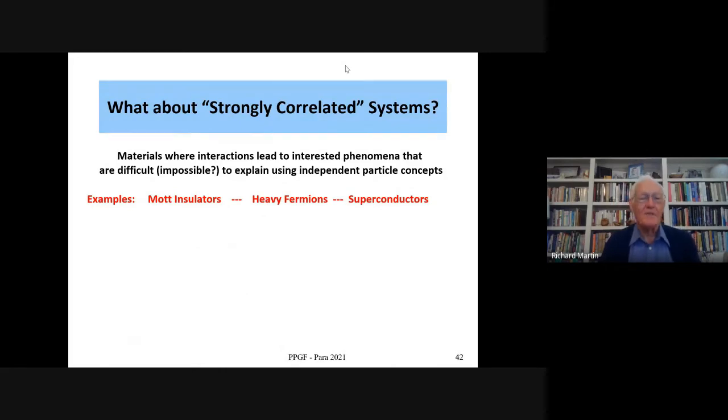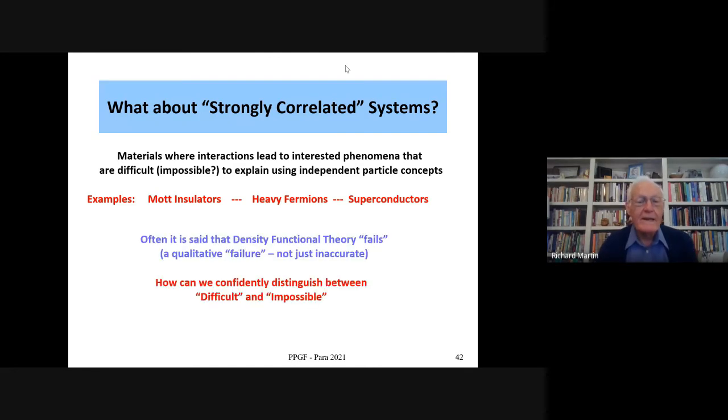The reason I want to mention strongly correlated systems is that this is the area where it has often been stated that density functional theory fails. The statement that's often made is not just that it's inaccurate, but that it fails. And now the same people, I shouldn't say that, I'm not criticizing the people at all. At the same time, it's known that for something like the copper oxides, the structure is given remarkably well by density functional theory, and the bands that are the basis for the Hubbard model come right out of density functional theory.